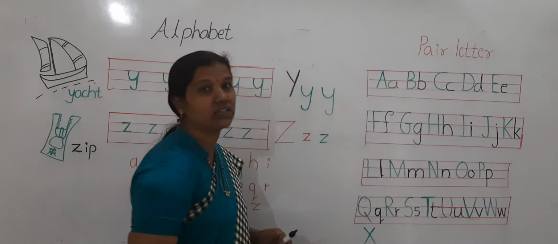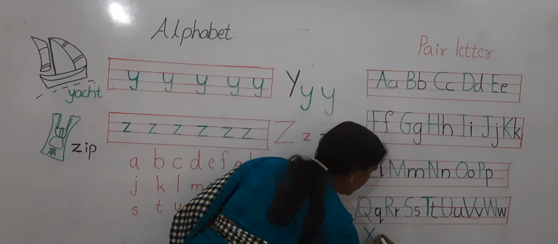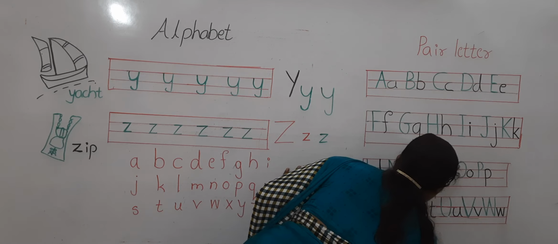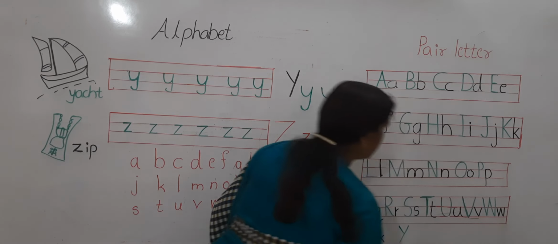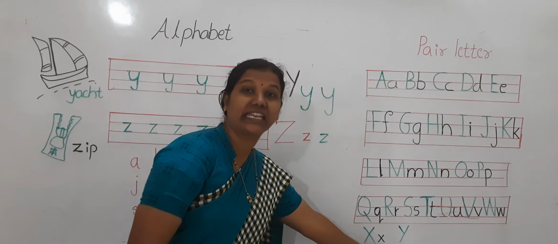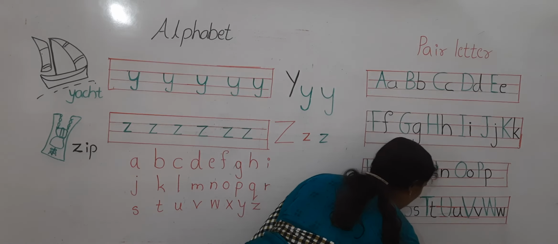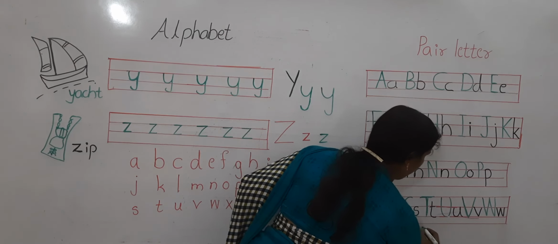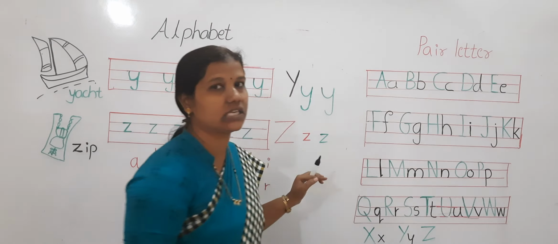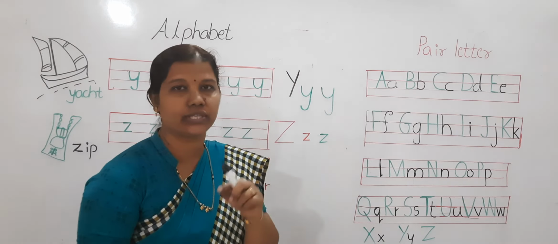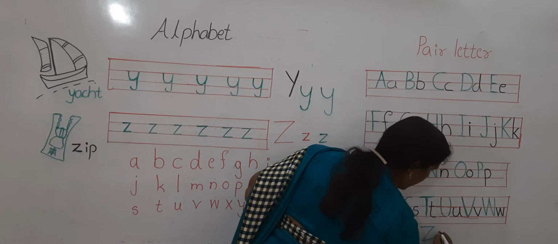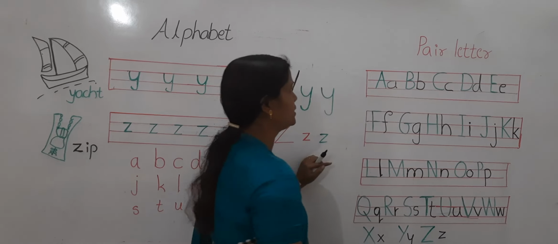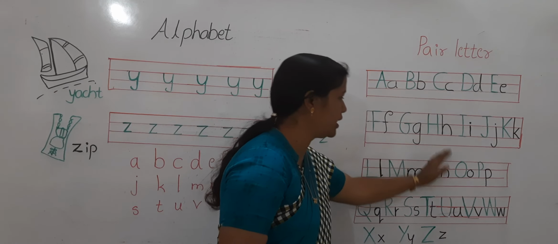This is capital letter X and this one small letter X. X for X-ray. X for xylophone. Y. Today you will learn the small letter Y. This is the capital letter Y and this one small letter Y. Yes. Letter Y after, tell me children, yes, that is the last letter, Z. Z for zebra, Z for zip. Yes, this is the capital letter Z and this one small letter Z. Yes. Okay, this is the pair letter, small letter and capital letter learn together.